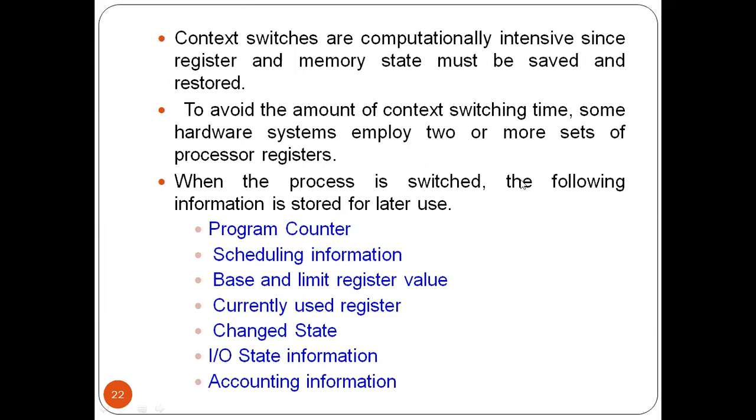When the process is switched, the following information will be stored in the process control block for later use. So what information will be stored in the process control block? The process control block will maintain the following information: program counter information, scheduling information, base register value and limit register value, currently used register information, state information of the process, IO state information, and accounting information. All this information will be stored in the process control block.